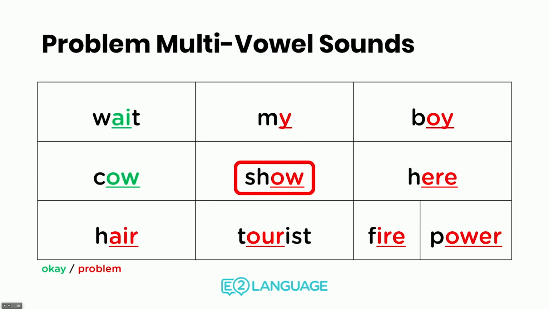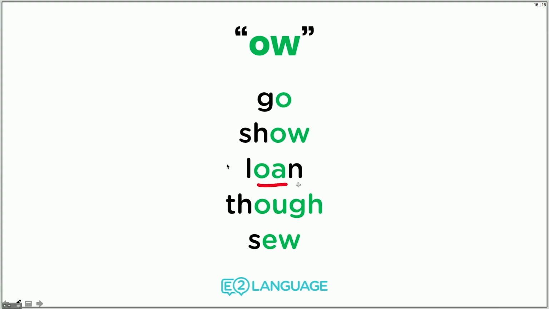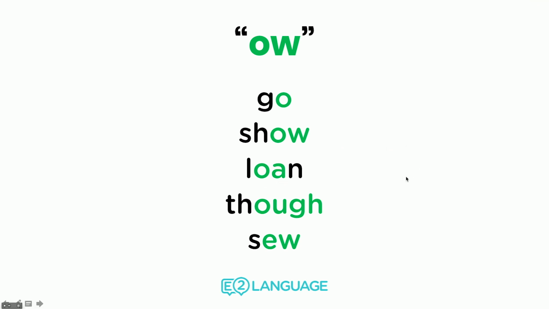Another problematic multi-vowel sound is O. Let's do these ones here, as in go, or show, or loan, or though, or even funny spelling like SEW, like so. What can happen here is if you have a word like loan, often it can sound like "lon." So try to extend that O sound out.